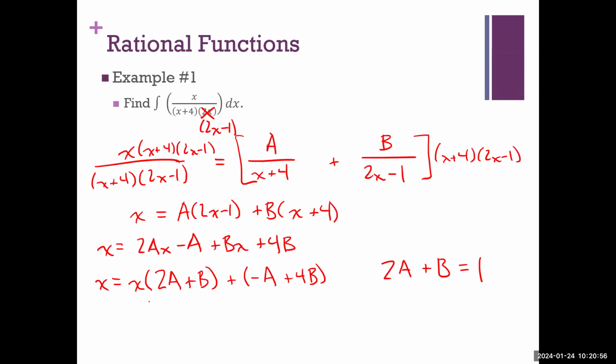What's the constant on the left-hand side of the equal sign? On the left-hand side? Yeah, it's 0, right? There is no constant. So basically, it's essentially x plus 0, right? So if the constant on the left-hand side of the equal sign is 0, then the constant on the right-hand side has to equal 0, right? So that means negative A plus 4B has to equal 0.